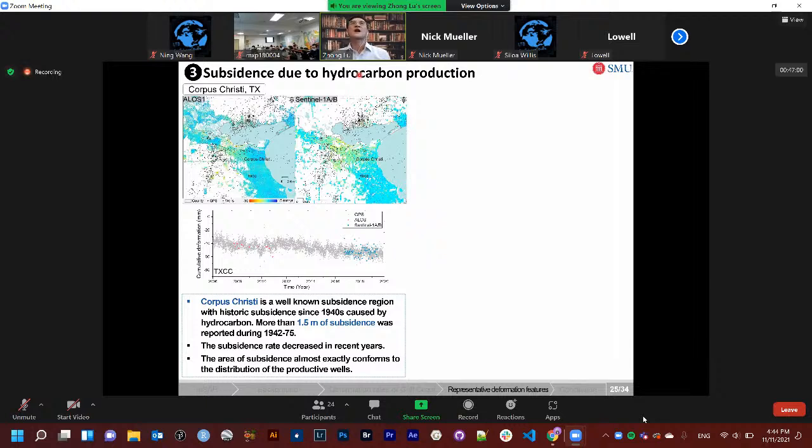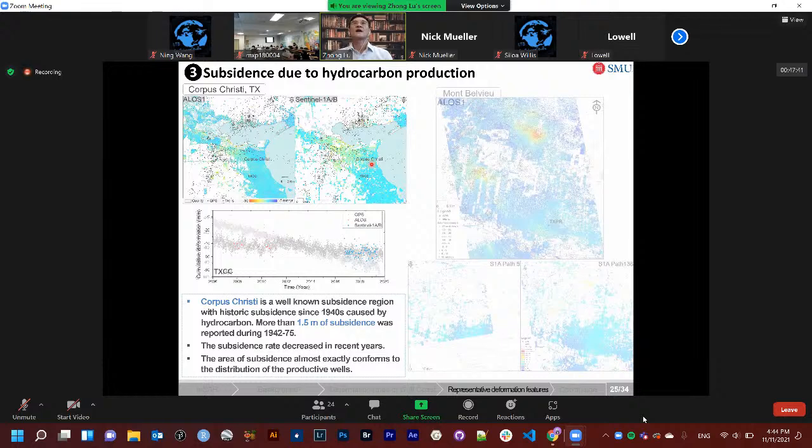So the subsidence from hydrocarbon, let me show you another, Corpus Christi. I visited this area 4 years ago. It's a very wonderful place. But this is a well-known subsidence area. So we know this subsidence particularly from 1940 to 1970, more than 1.5 meters of subsidence was reported. So we obviously look at 2007 to 2011, 2015, 2019, there is still subsidence over areas, but subsidence in some places reduced, and not really for this case, you can see for here, probably it's moving a little bit intensified over this area.